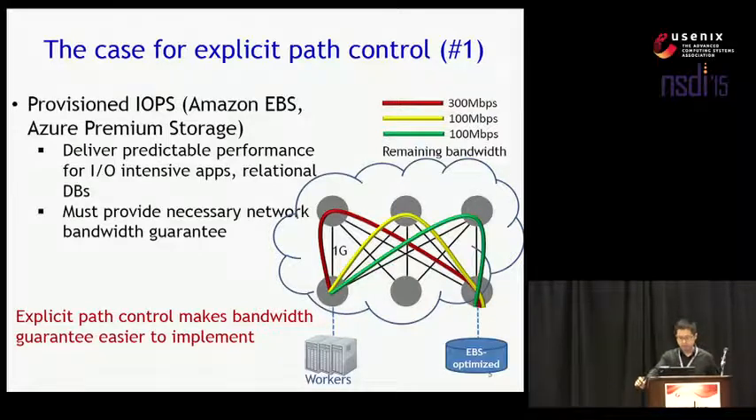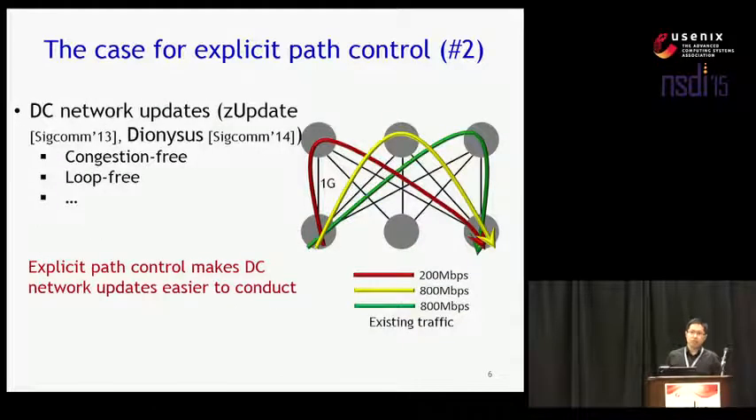Explicit path control can choose, among multiple paths, the one with the necessary bandwidth, making provisioned IOPS easier to implement. The second example is network update, which is a frequent operation due to normal network management, such as switch updates, or triggered by failures. In these operations, the operator wants to make sure the network management will not affect normal traffic or cause persistent congestion.